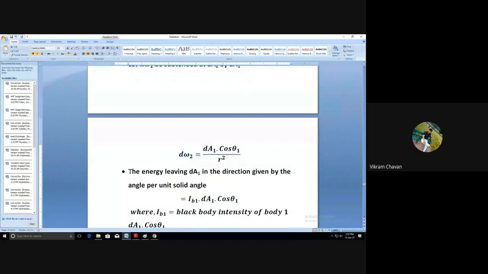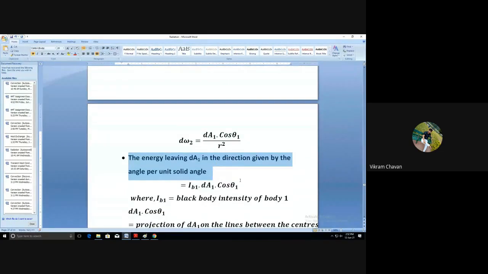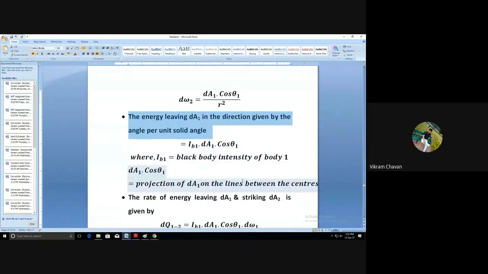The next point, the energy leaving dA1 in the direction given by the angle per unit solid angle. I think it is not required anywhere in the statement, but it will also create jumbling for you.